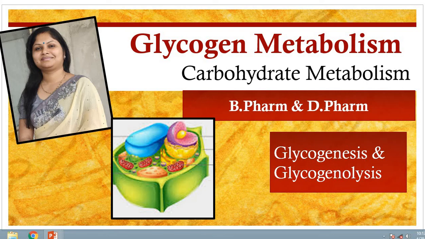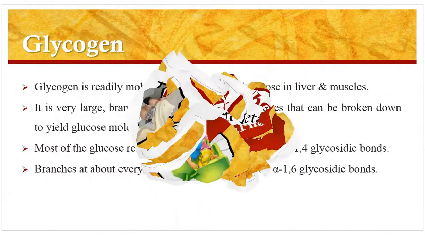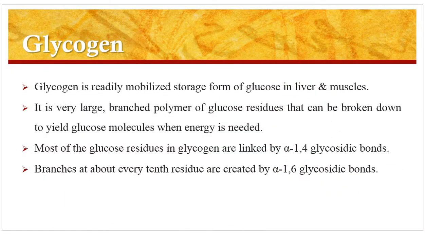Hello everyone, our today's topic for discussion is glycogen metabolism, and in this lecture we will discuss glycogenesis and glycogenolysis. So what is glycogen? Glycogen is a readily mobilized storage form of glucose in liver and muscles. It is a very large branched polymer of glucose residues that can be broken down to yield glucose molecules when energy is needed in our body.